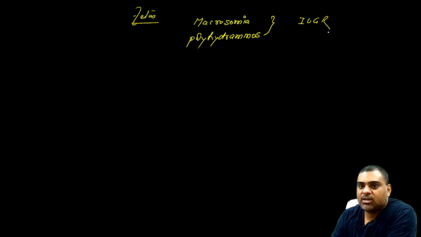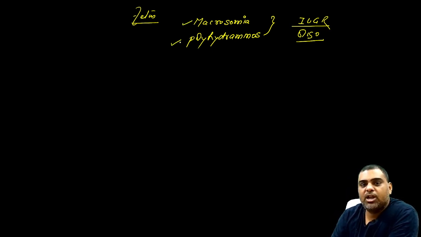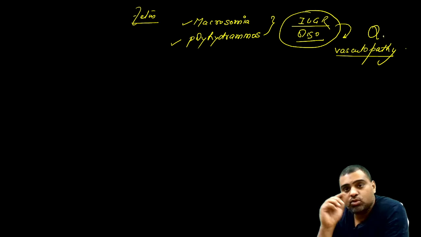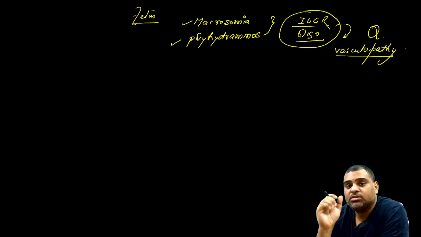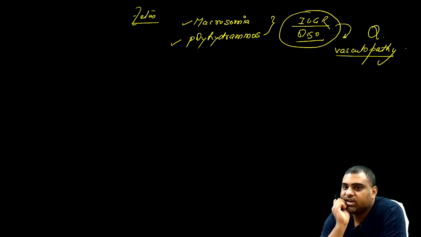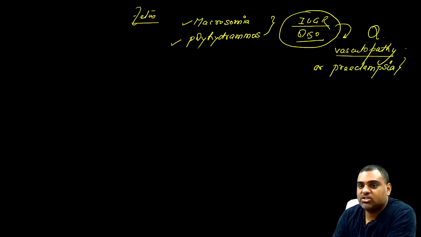can IUGR and oligohydramnios be present in the fetus? Yes, it can be present. Generally, there will be macrosomia and polyhydramnios, but IUGR and oligohydramnios will be present only if there is an associated vasculopathy. This question has been asked. So, generally macrosomia and polyhydramnios will be present, but IUGR and oligohydramnios will be present in a diabetic fetus if there is an associated vasculopathy or associated preeclampsia. This is very important.